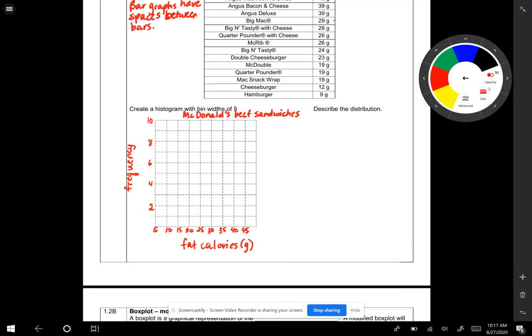So we have one sandwich, a hamburger, that is between 5 and 10 grams of fat. Okay, for the next one, for 10 to 15, we also have only one sandwich. It's a cheeseburger. From 15 to 20, we have 3. From 20 to 25, let's see, if we look at our table, we have a double cheeseburger and a Big and Tasty, so 2.